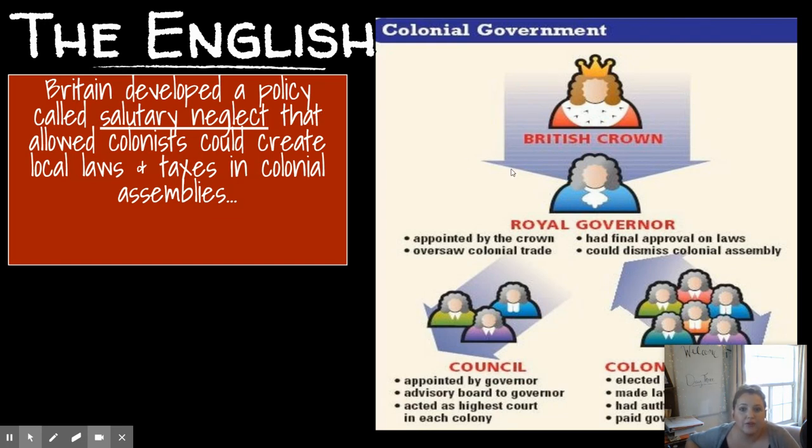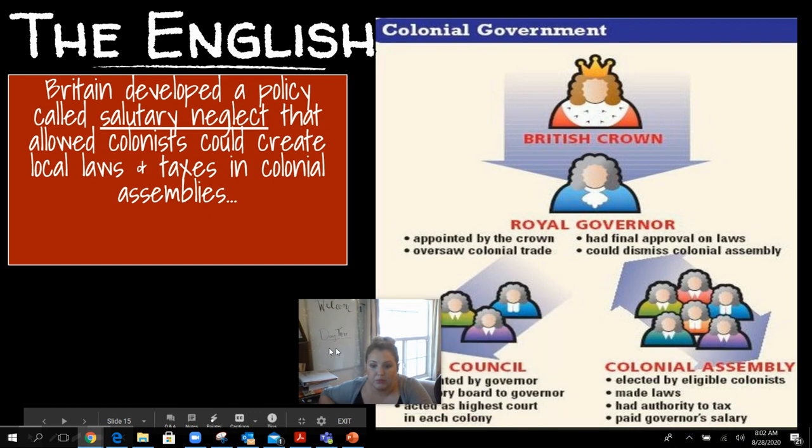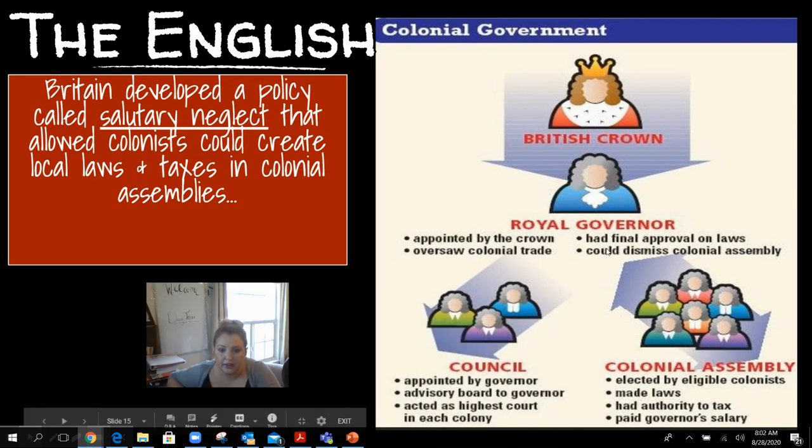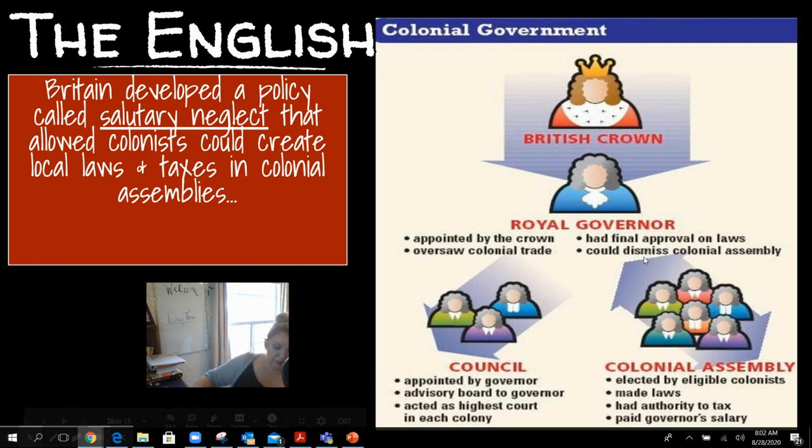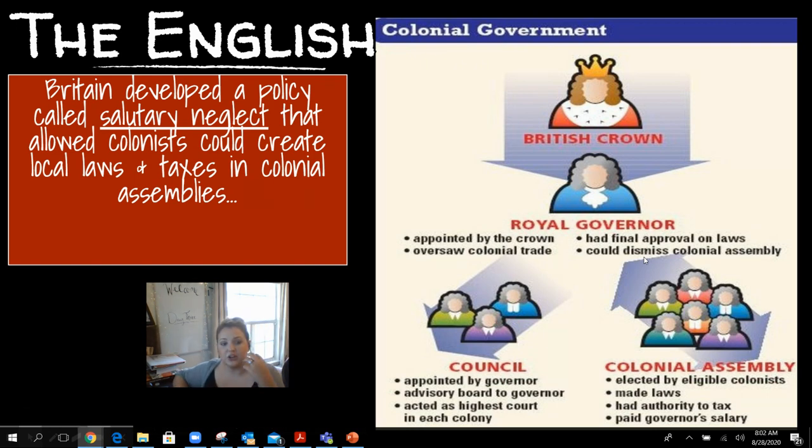So at the top, you have the British crown. So you have whoever the king is, and then you have a local governor appointed by the king who is going to oversee colonial trade. Final approval on laws, but could dismiss a colonial assembly. But for the most part, their taxes and their local laws were decided at home. So they kind of got that taste of freedom.